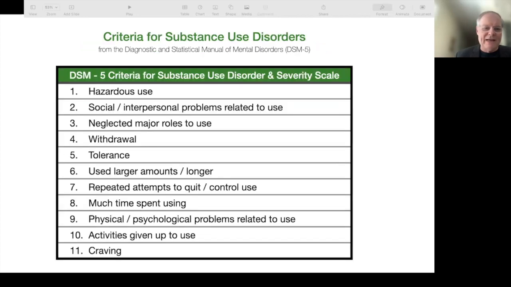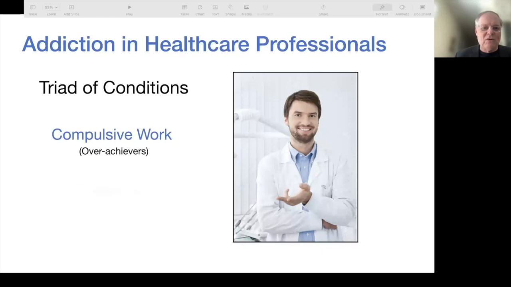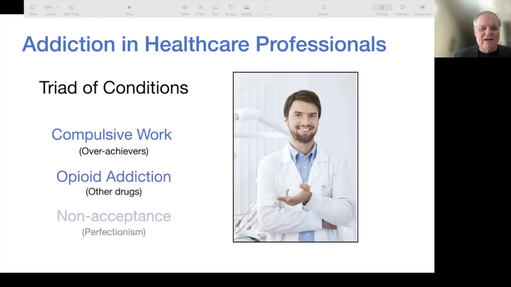Looking at the criteria, the cravings, the withdrawal, the tolerance, these are areas you really talk about. Physical and psychological problems add up over time. Sometimes people have 8 or 9 of these, 10 of these, some have 11, but most are somewhere in the middle. In healthcare professionals, it's not uncommon. We have what's been called the triad of conditions that sets us up for mental health issues: compulsivity of work, availability of other drugs, and our lack of acceptance of ourselves, non-acceptance or denial of your humanity, that thing we all deal with called perfectionism.